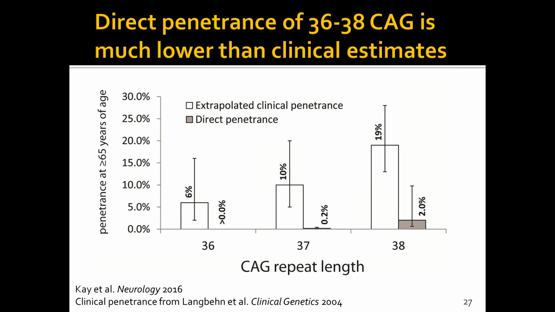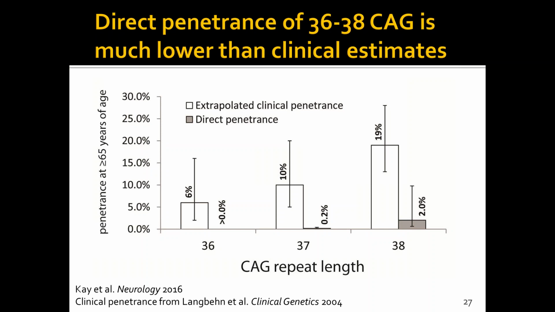Our findings were in the gray bars. So at 36, we in fact didn't see any people in British Columbia who had HD with 36 in 2012. There have been some in the past, but there weren't any in 2012. So clearly the penetrance of that is very, very low, but greater than 0. For 37, we found that only about 0.5% of individuals with 37 appeared to have HD over the age of 65. And then at 38, it would seem that only about 2% of individuals who have a 38 actually have HD over the age of 65.